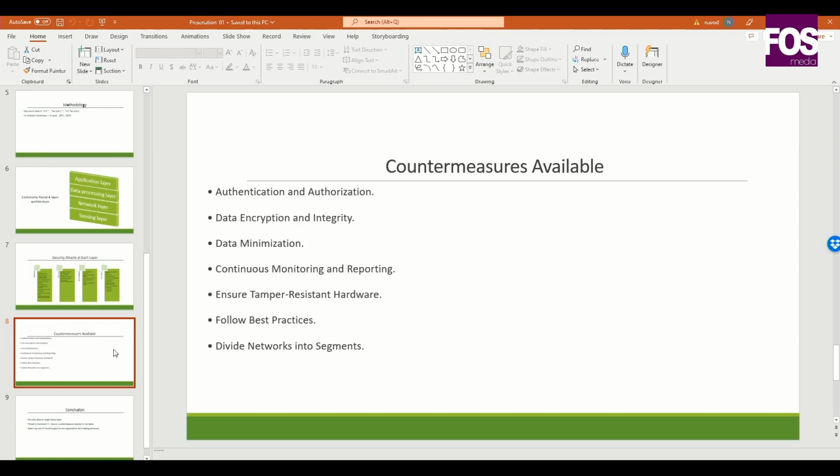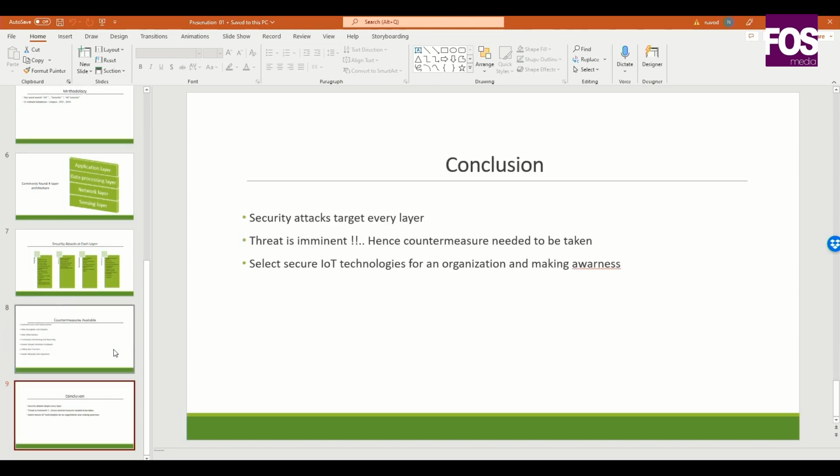So these are the things that we have actually found through a simple review. And yeah, the final conclusion. As we have found based on our review, there are security attacks that target almost every layer in the IoT infrastructure. And the threat is imminent, because whenever you have a device that is connected to the internet, if there are some security loopholes, the attacker can find them and compromise that vulnerability. Hence countermeasures need to be taken, so that is a must. So at least one or two countermeasures can be taken.